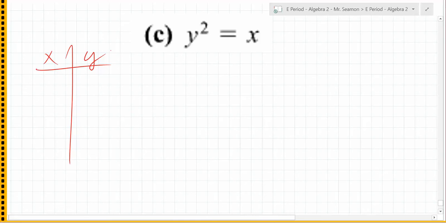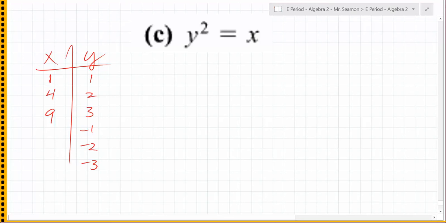And in this case, let's pick some y values. How about 1, 2, and 3? If y is 1, what's x? 1. If y is 2, what's x? 4. If y is 3, what's x? 9. I'll pick negative 1, negative 2, and negative 3.